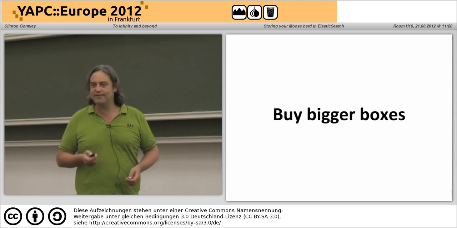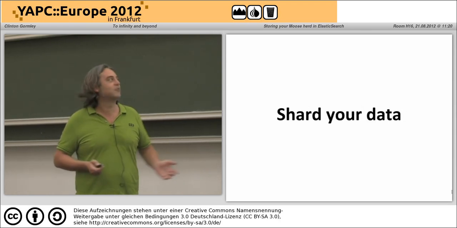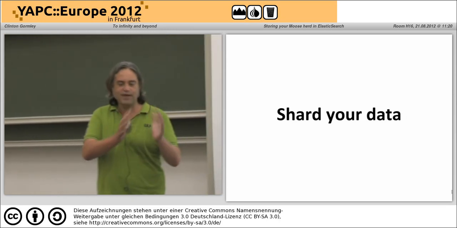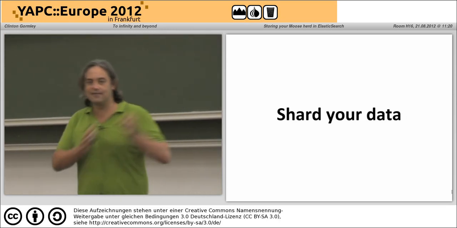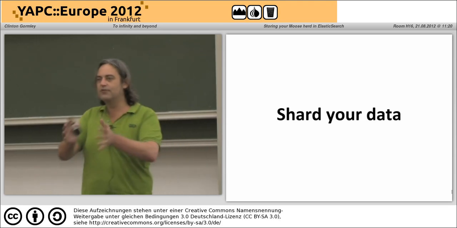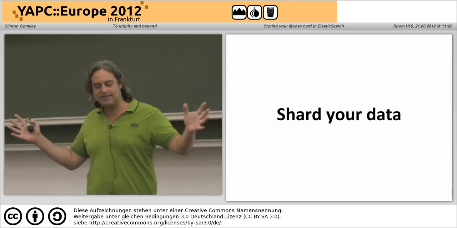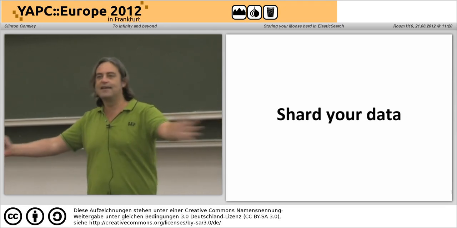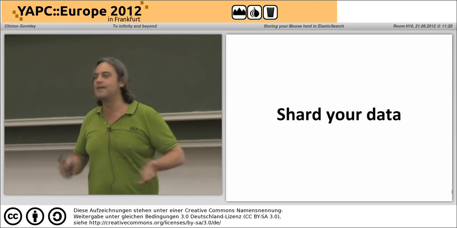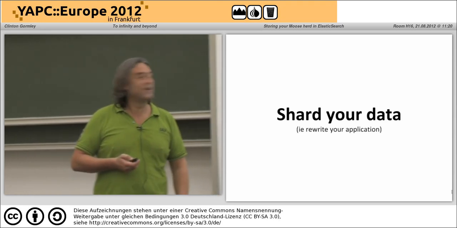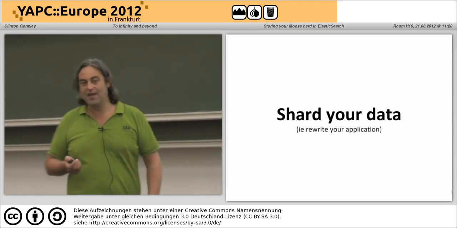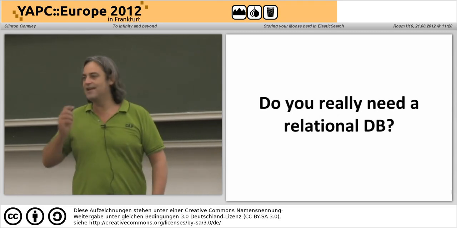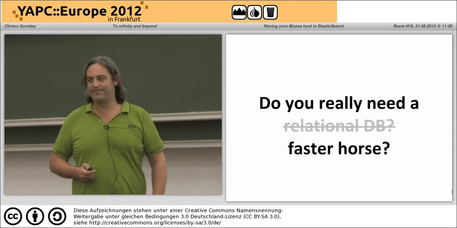Buy some bigger boxes, and then you get to a point where you can't buy any bigger boxes, and you have to shard your data. And by sharding, I mean you break it up into manageable chunks where each chunk can fit onto a single computer, and you need to somehow be able to query this sharded data, get all the data back, merge it together, and make some sense out of it. Which really means rewriting your application. The question you've got to ask yourself is, do you really need a relational database?